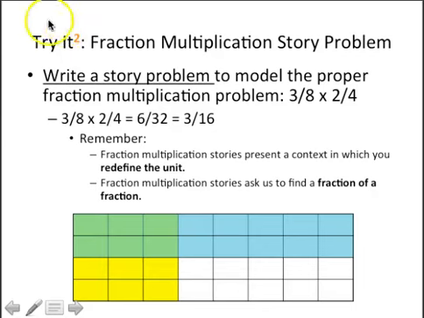For number 2 on your guided notes form, you're going to write another fraction multiplication story problem, this time to model the problem 3/8 times 2/4, which gives you a product of 6/32, which simplifies to 3/16. Remember, you are going to set up a situation in which you redefine the unit and then ask to find a fraction of a fraction. Pause here, draft a story problem, and then come back to see some possible stories.